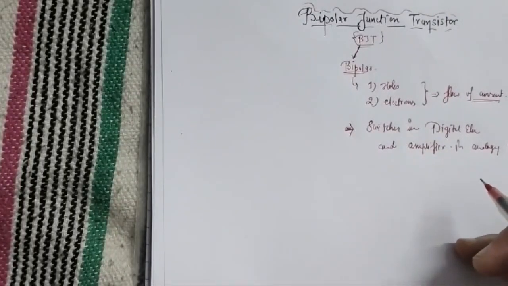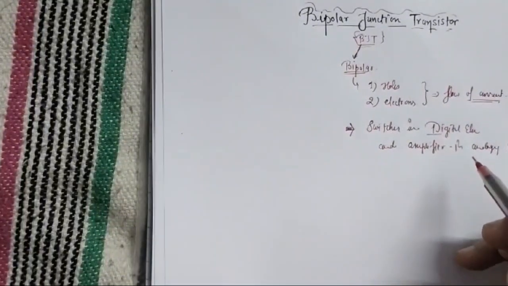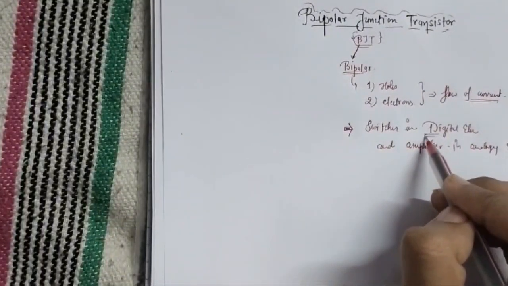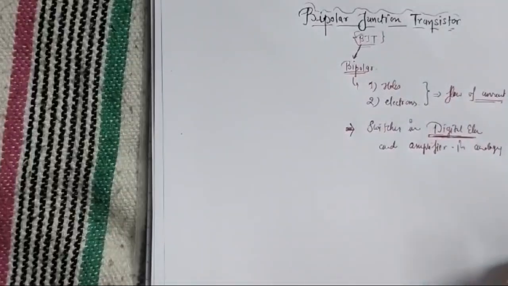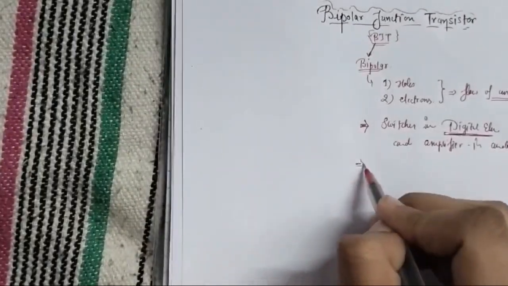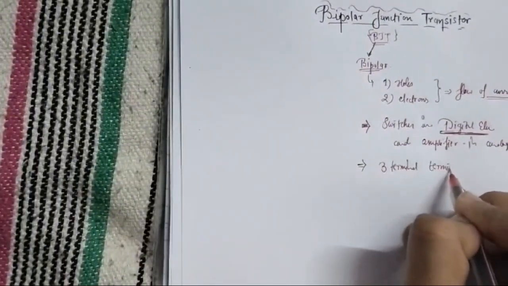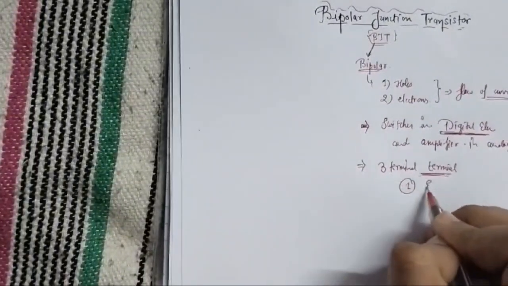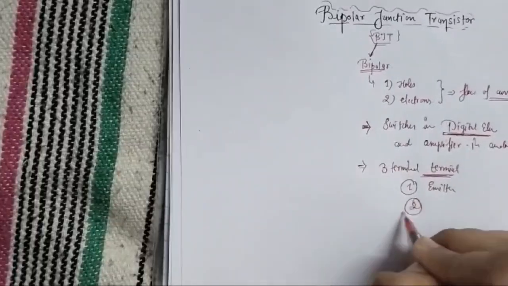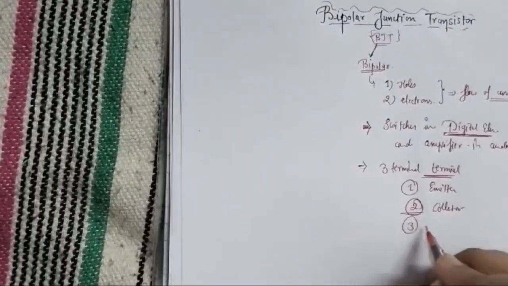These transistors are very important in today's era where all our gadgets are embedded with these type of transistors, of which BJT is a crucial part. So now we will learn in depth about this. First we need to know that it is a 3-terminal device. That means it consists of first emitter, second collector, and third one base.